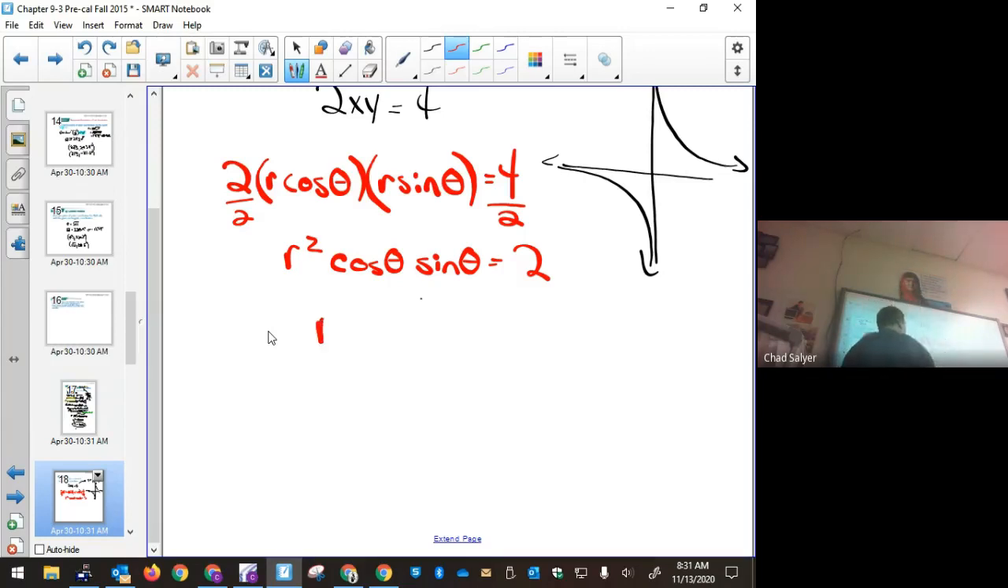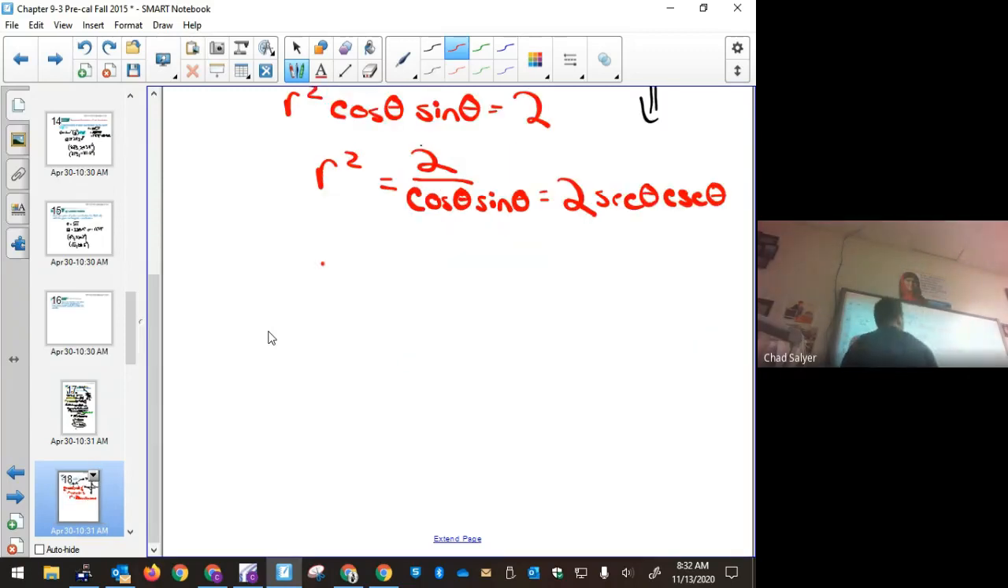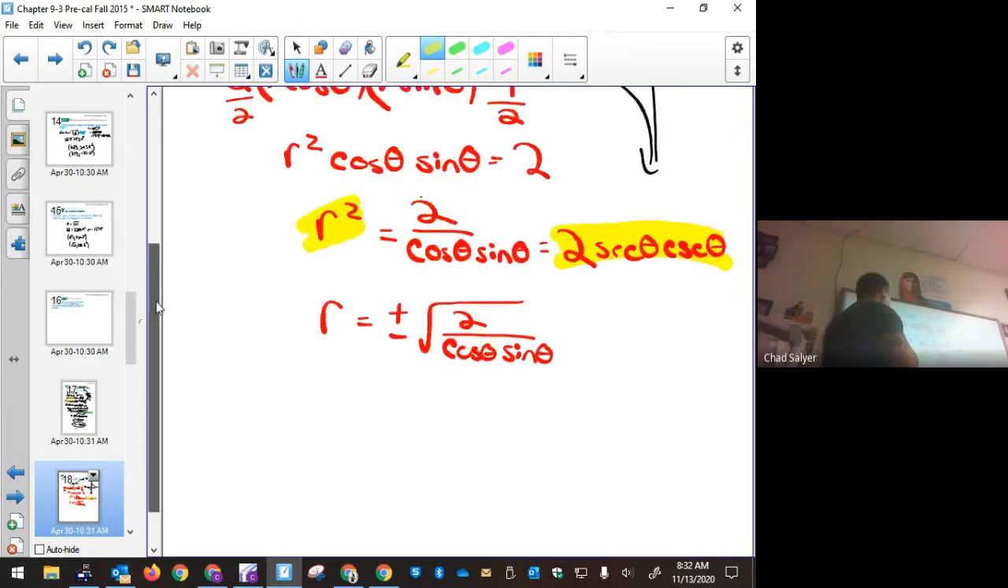So we want to get r by itself over here. And we like writing with the reciprocal functions. So another way to write this would be 2 times secant theta, cosecant theta, r squared equals that. So if we want to put this in the calculator and check it, we'll need to use the square root property. And I'll leave it like this because the calculator doesn't have secant and cosecant. So we'll need to put it in that way in the calculator. So this is the answer right here. This is the final answer. That equals r squared. But this is so we can plug it in the calculator and make sure our graph matches.